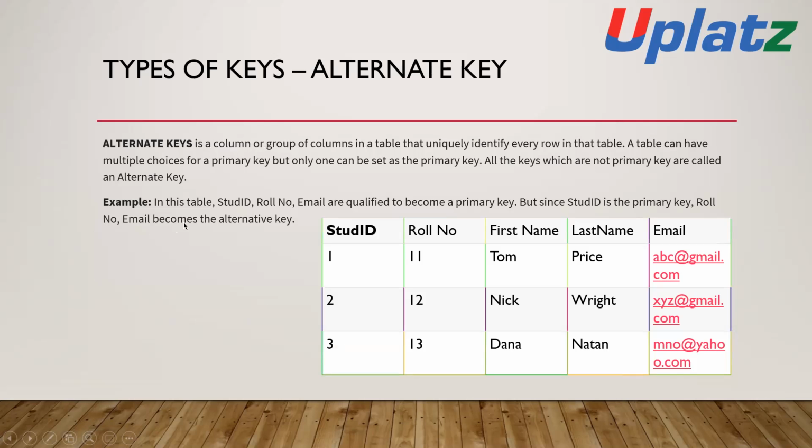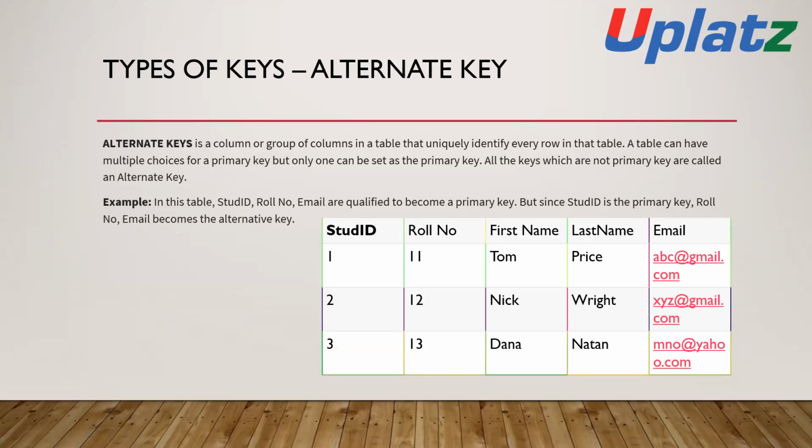Moving to next, we have alternate keys. In alternate keys, it is a column or group of columns in a table that uniquely identifies every row in that table. A table can have multiple choices for a primary key, but only one can be set as the primary key. All the keys which are not primary key are called an alternate key.